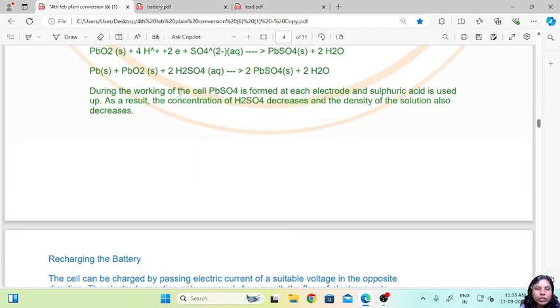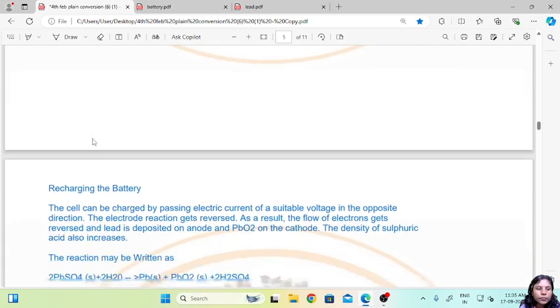Now during the working of the cell, PbSO4 is formed at each electrode. So at both the electrodes, what is happening? One common product is being formed, that is PbSO4, and sulfuric acid is used up. Why is sulfuric acid used up? Because the sulfate ions that are going are from this H2SO4. So as a result, the concentration of H2SO4 gradually decreases and the density of the solution also decreases.